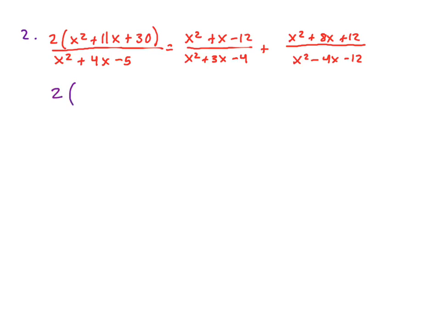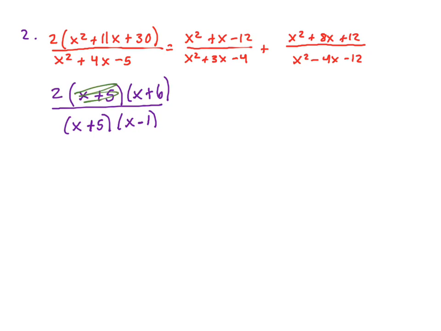For the first, we can see that this is going to be factorable, so we can have x plus 5 times x plus 6 over x plus 5 times x minus 1. So we can obviously see that these are going to cancel out.